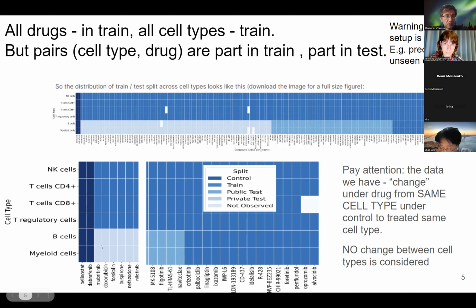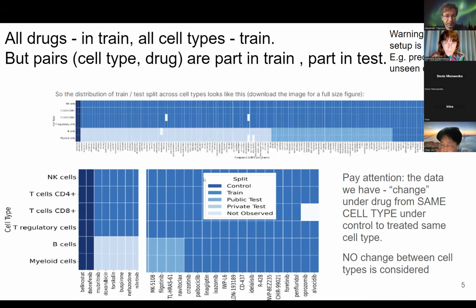Yeah, because as far as I understand, you make a comparison for the same cell type. You take B cells which are in the test, and compare the B cells without drug and with drug, and those numbers are given to you. Yes. So here, all these numbers are comparing T cells without drug and T cells with drug.